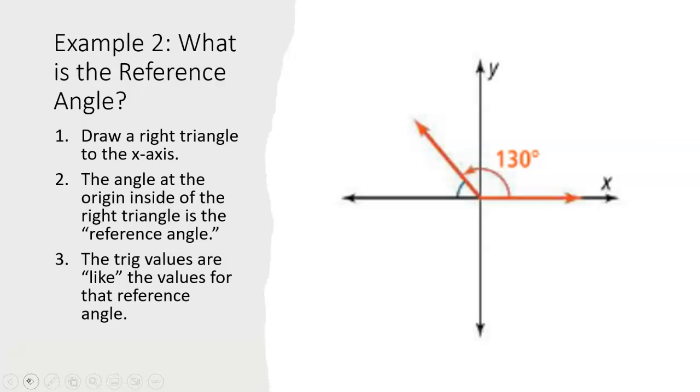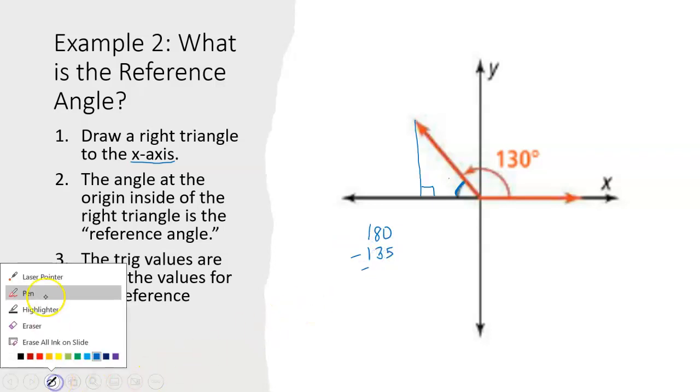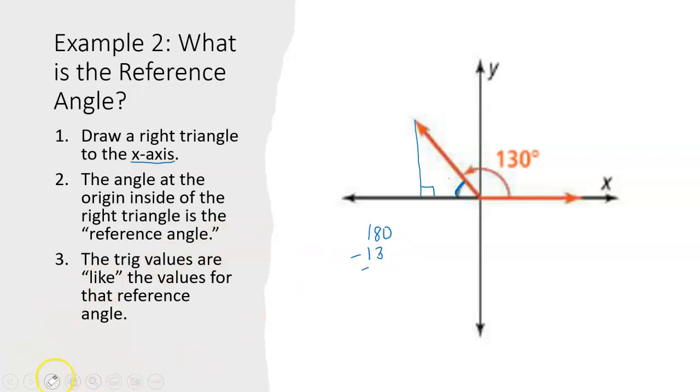When we're describing angles like this, where you want to find a reference angle, and we've already kind of talked about that, the reference angle is the angle in the right triangle that we drop down. We make sure we're always drawing our right triangle to the x-axis, and this angle at the origin is our reference angle. So for this 130-degree angle, the reference angle is going to be 180 minus 130. Oops, I don't know why I wrote 135. 180 minus 130, which would be a 50-degree reference angle.